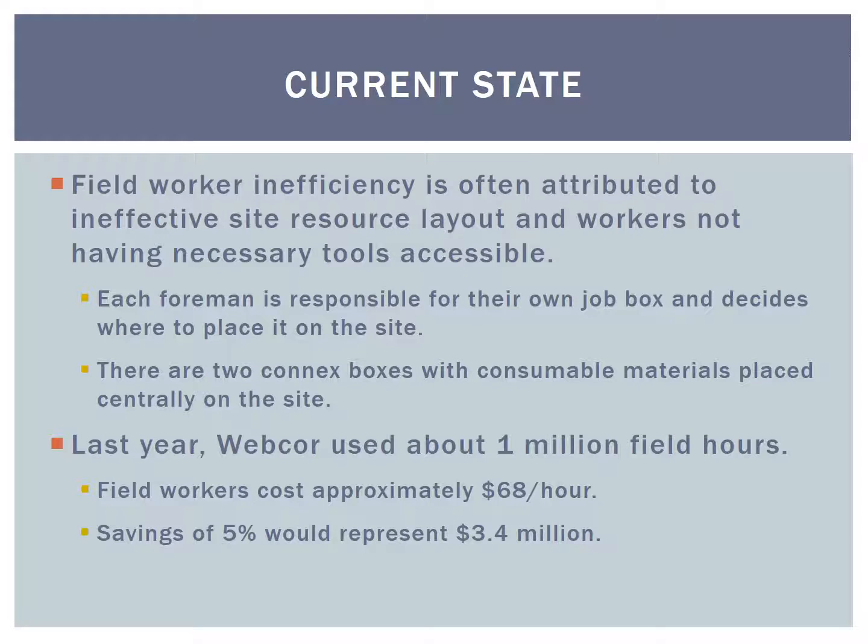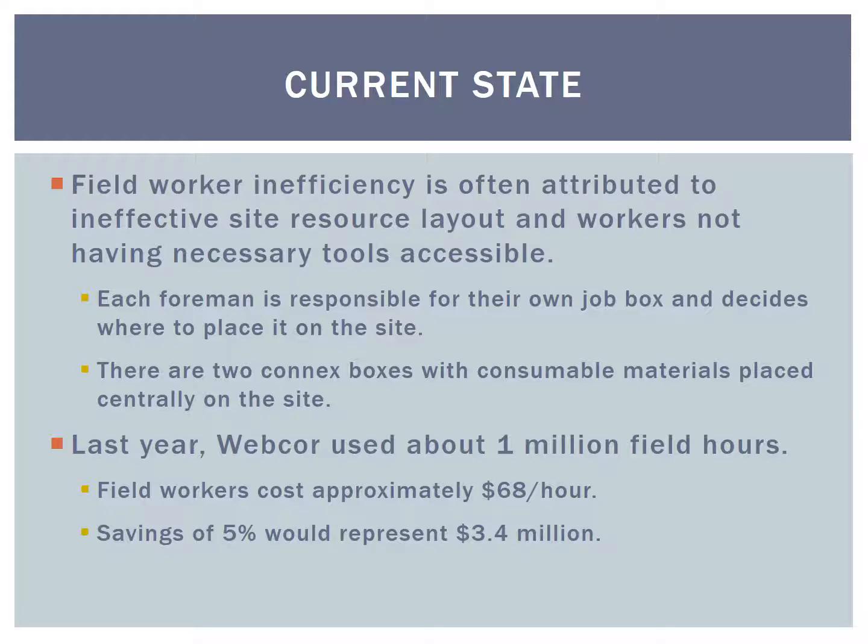I began my project by evaluating the current state of the Cal Poly construction site. This involved meeting with the assistant superintendent and doing a site walk to determine where everything is currently located. I found that field worker inefficiency is currently attributed to ineffective site resource layout and workers not having necessary tools accessible. For example, if a worker needs to use a power tool, but does not have an extension cord on hand that is long enough to perform the necessary work, they may have to walk across the site to go find a longer extension cord, which amounts to a lot of wasted time.